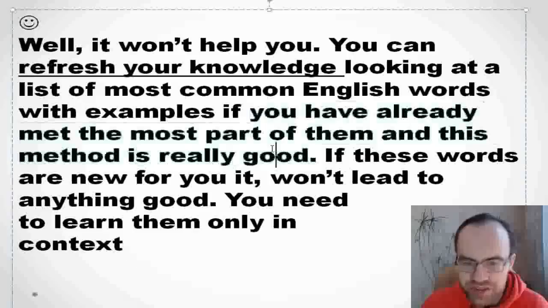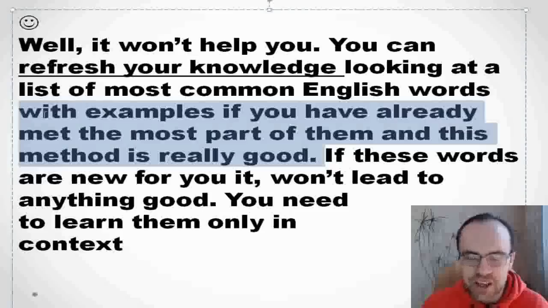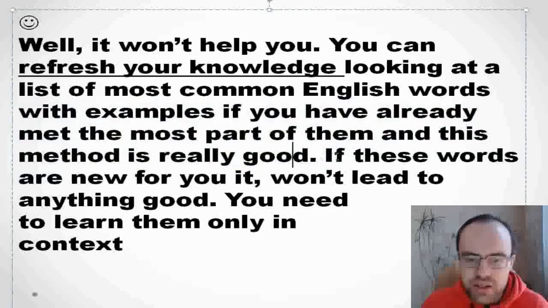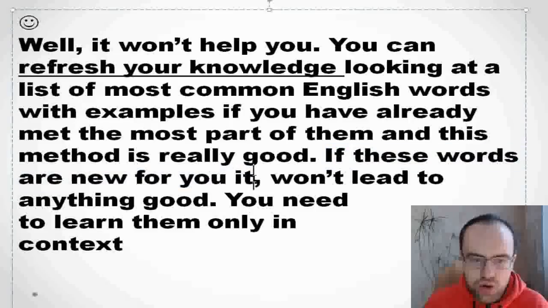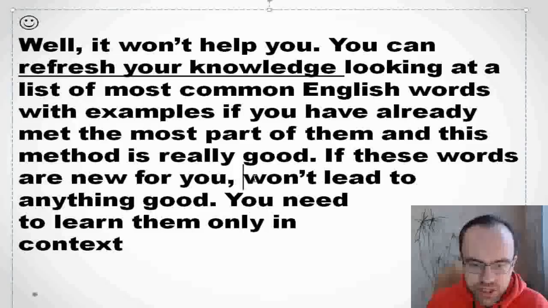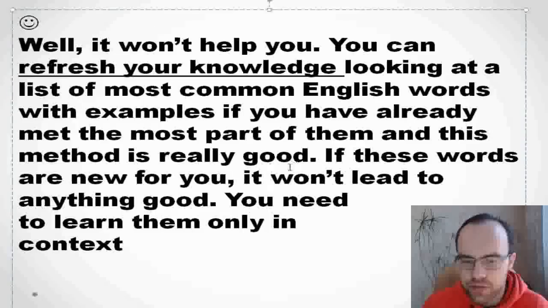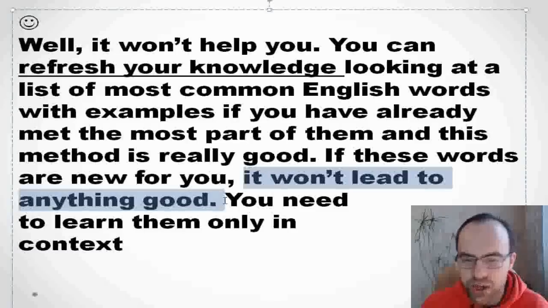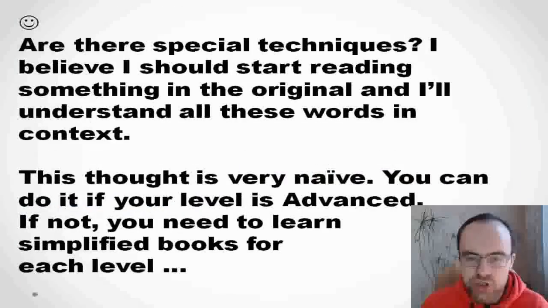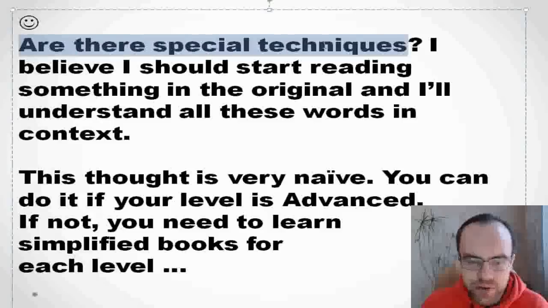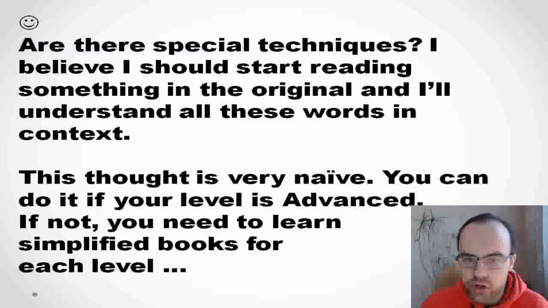Especially if it's about this list of 50,000 English words. And if these words are new for you, mostly new, it won't lead to anything good. You won't have a good result. I think it is an irrational way of learning English. So you need to learn them only in context, okay? Are there special techniques or special methods so we can learn it really effectively?